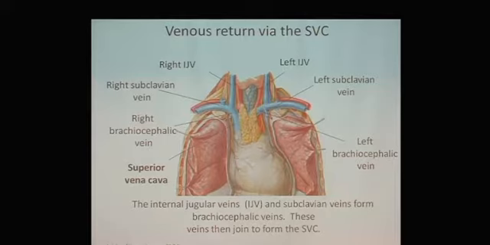So then the venous return from the upper extremities, we have the axillary vein, we have a subclavian vein. The subclavian veins draining the upper limbs join with the internal jugular vein draining the head and neck to form the brachiocephalic veins, and then the brachiocephalic veins come together to form the superior vena cava. So that is the venous return from the upper body, head, neck, and arms.